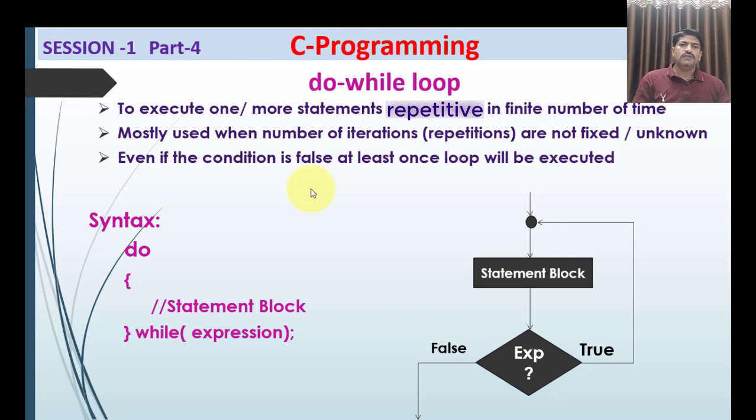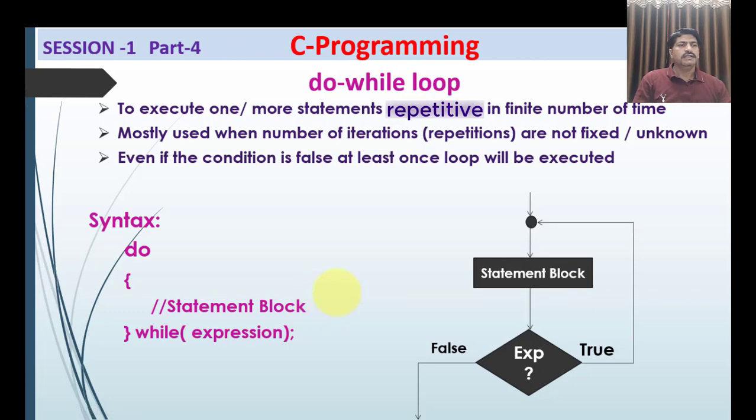So this is the syntax of the do-while loop. Do is a keyword, then this is a block. Inside this block there are statements, and then while, the conditional expression, and a semicolon. Here the condition is checked at the exit level. That's why the looping statements are executed at least one time, even when the condition is false the first time.